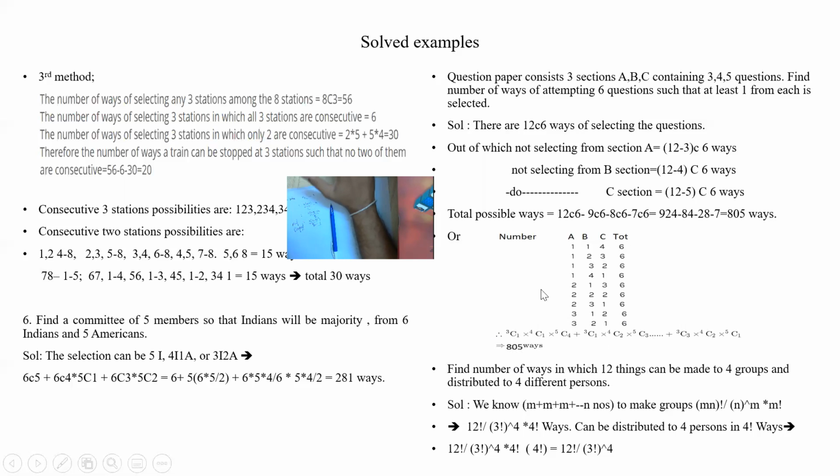This is a rough understanding method. This is what we know. Whenever it says at least 1, we take all and we minus none. So I'm taking none options and minusing from all options. This is a better way of understanding the problem whenever at least is given.